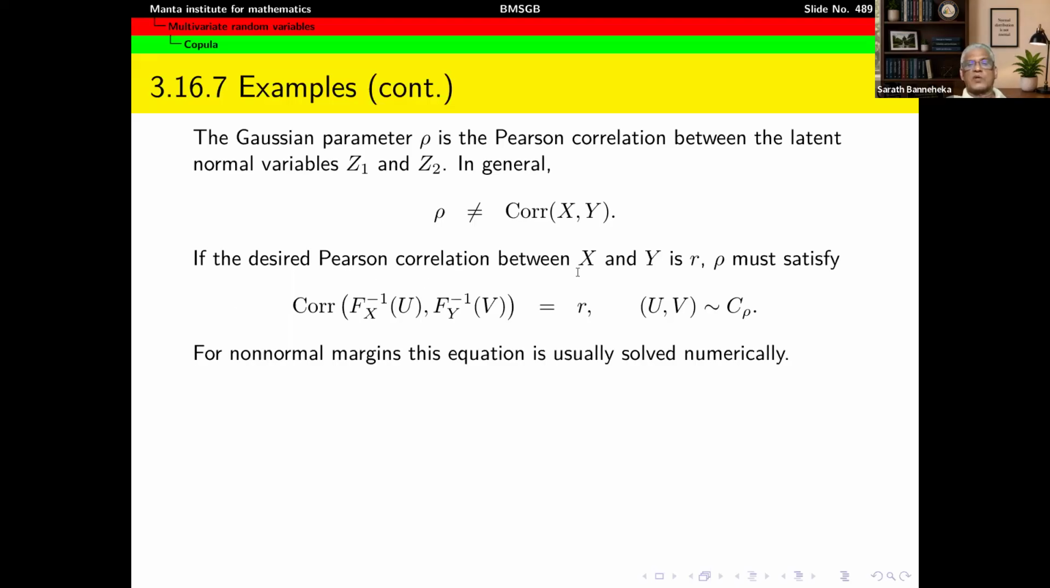So if the desired Pearson correlation coefficient between x and y is r, for example, then rho must satisfy this expression here, where the correlation between fx inverse u and fy inverse v will contain rho. So that part will be a function of rho, and this r is the required one. So we'll have to solve that equation, including rho, where u and v jointly have this copula.